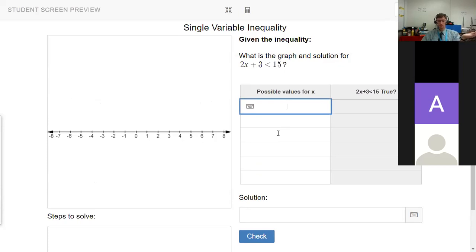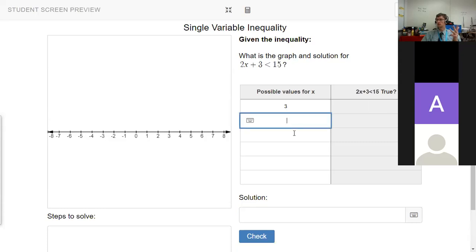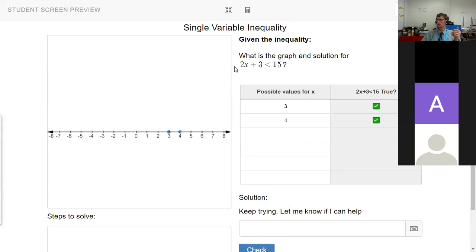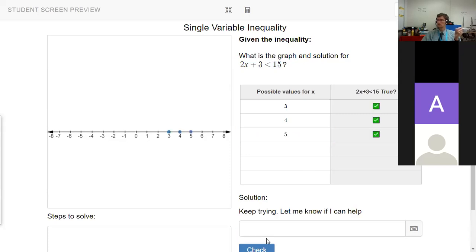Let's try 3. Okay, 3 works. So 2 times 3 is 6, plus 3 is 9. Is 9 less than 15? Yes. Since we're looking for less than, let's see if we can bump up against the limit by getting higher and higher. What's the next highest number I can put in here? 4. Okay, let's try 4. Does 4 work? 4 times 2 is 8, plus 3 is 11, which is less than 15. What's the next number I can put in? 5. Okay, 5 works.